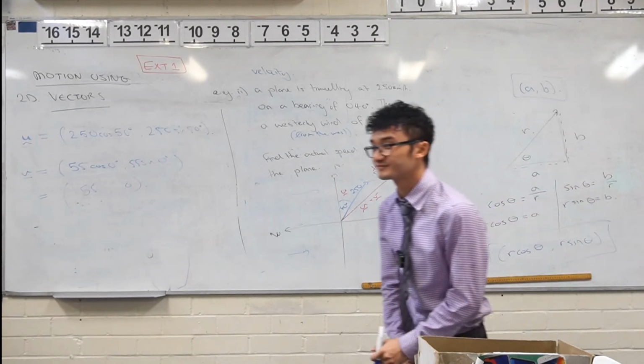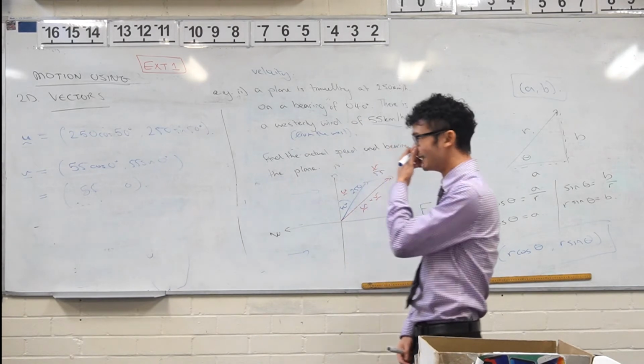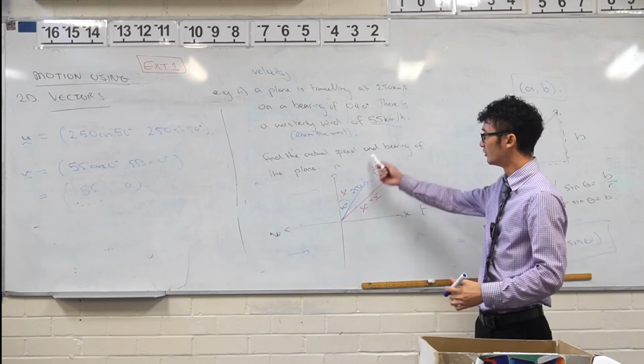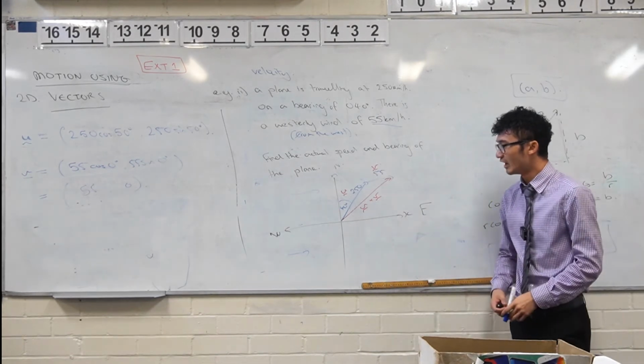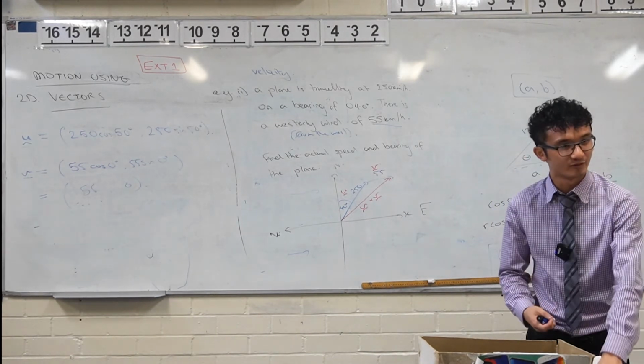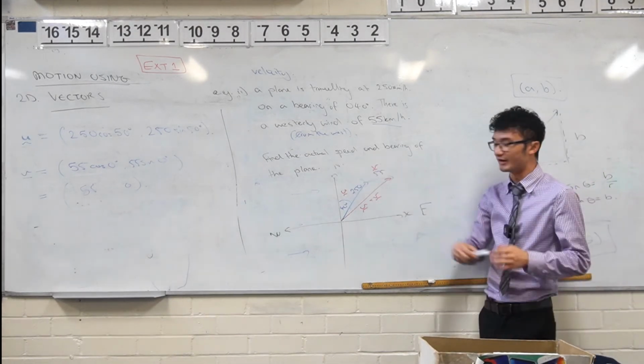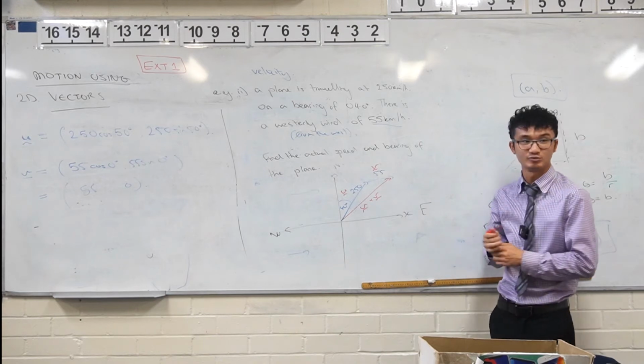You can use rectangular form as well. So let's actually try and answer the question now. What was the question? Find the actual speed and bearing of the plane. And what vector did I say the actual speed and bearing of this plane is represented by?